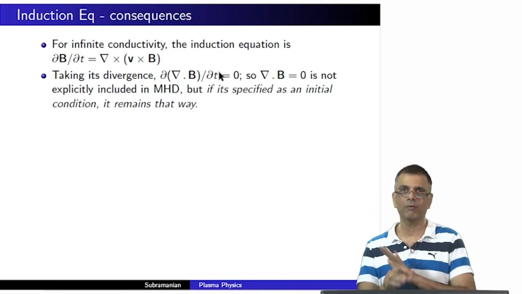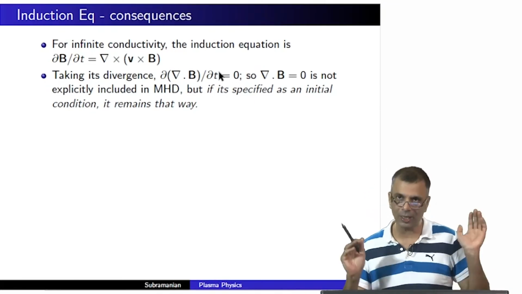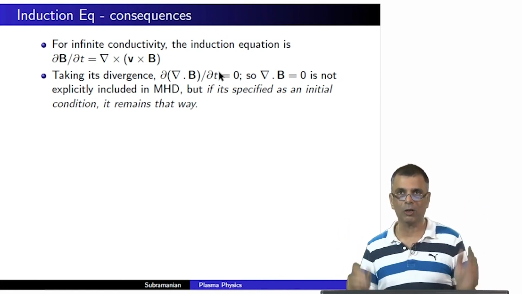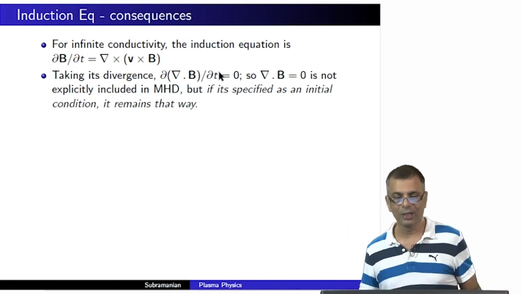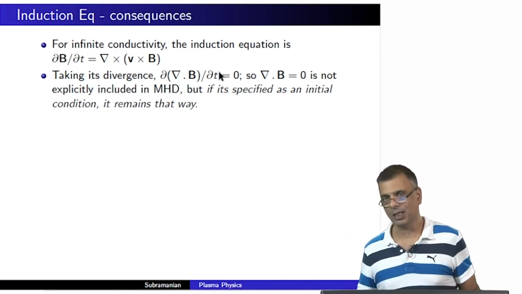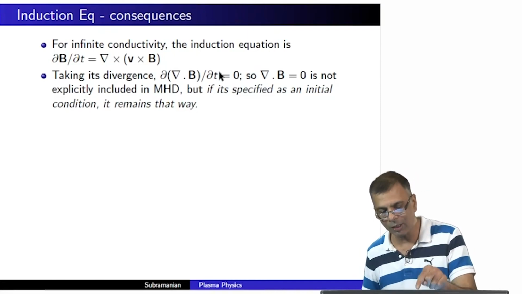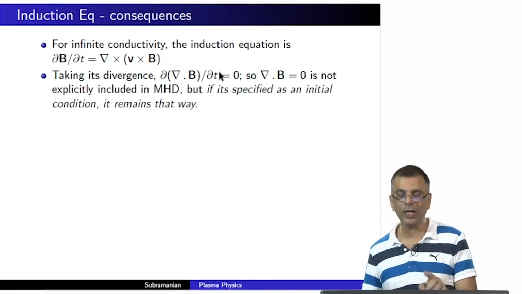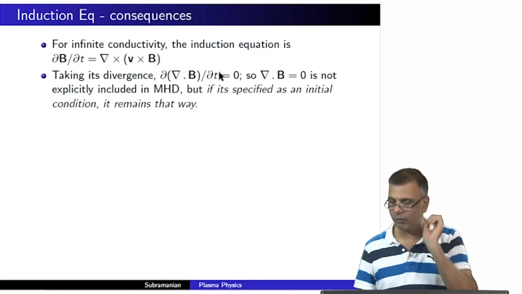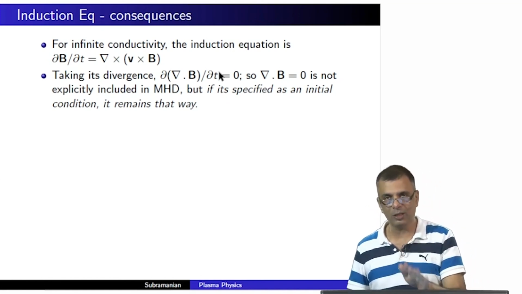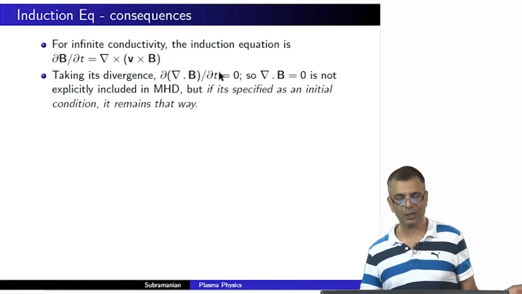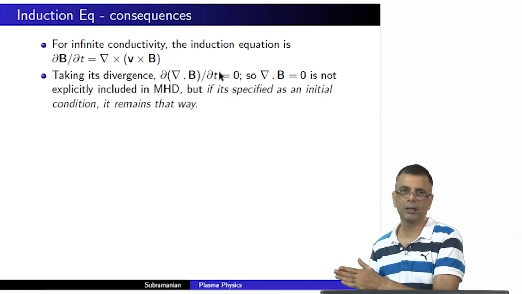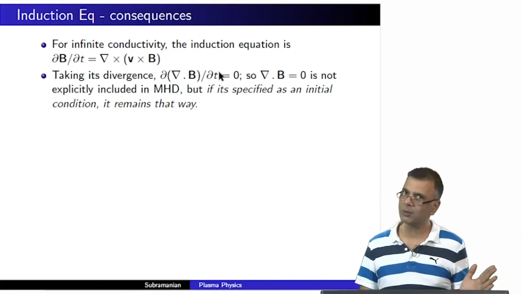This is how we have normally learned our electrodynamics: the divergence of B is always 0. This is something that's sacred. That is not what MHD is saying. It's simply saying that the time derivative of the divergence of B is 0. But if it's specified as an initial condition, in other words, if the divergence of B is 0 at the beginning of your simulation, it will remain that way. That condition will not change with time.